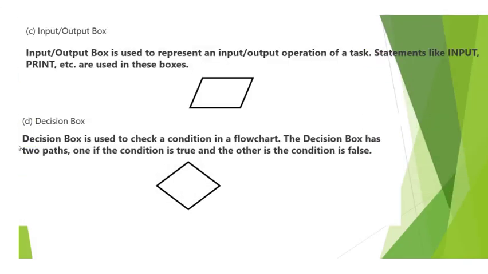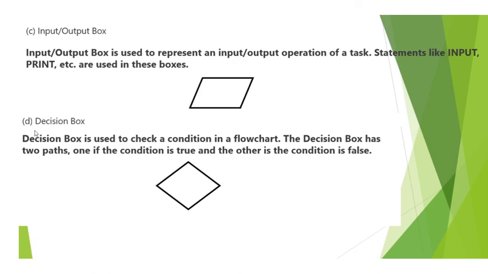Now next is the input and output box. An input and output box is used to represent an input output operation of a task. Statements like input, print, etc. are used in this box. So this kind of trapezium box represents an input and output box where you can input any data, or where, if the input is completed, your output is coming, where the result is coming, you can use this kind of trapezium for the result as well.